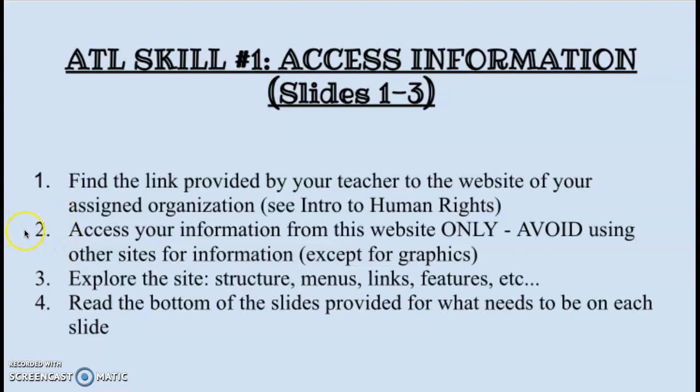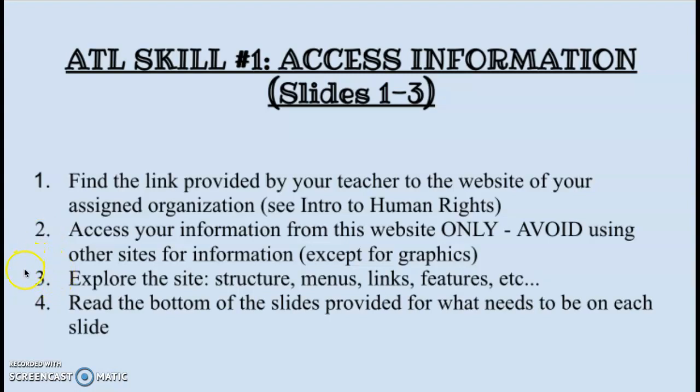Step 2 is to access your information from this website only. Avoid using other sites for information except for graphics. This is because the information on your website should be the most up-to-date and accurate, rather than just Googling randomly. You don't know where that information is coming from.